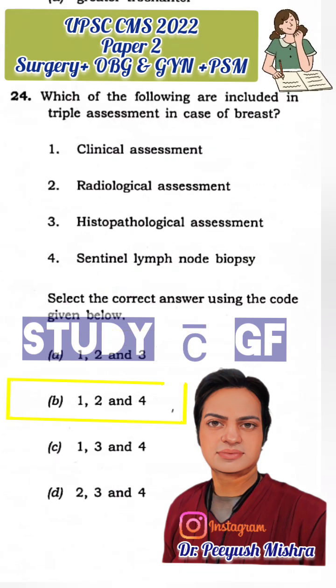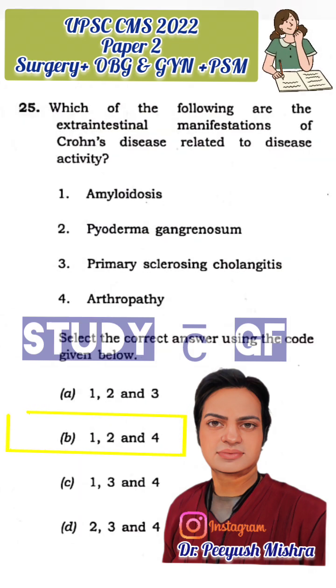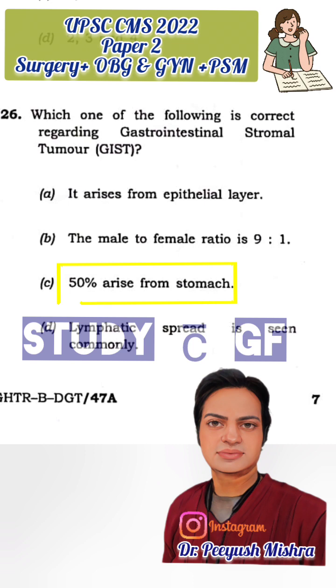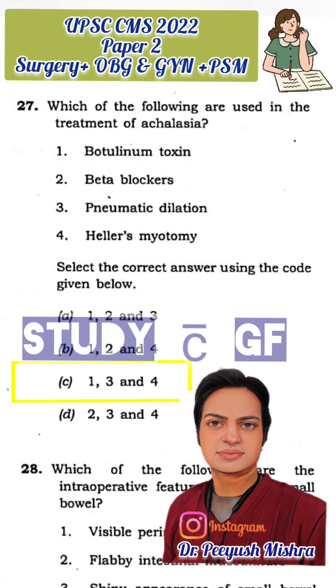Which of the following are included in triple assessment in case of breast? Clinical, radiological, histopathological assessment. Which of the following are extraintestinal manifestations of Crohn's disease related to disease activity? Amyloidosis, pyoderma gangrenosum, erythema nodosum. Which one of the following is correct regarding gastrointestinal stromal tumor, GIST? 50% arise from stomach. Treatment of achalasia: botulinum toxin, pneumatic dilation, Heller's myotomy.